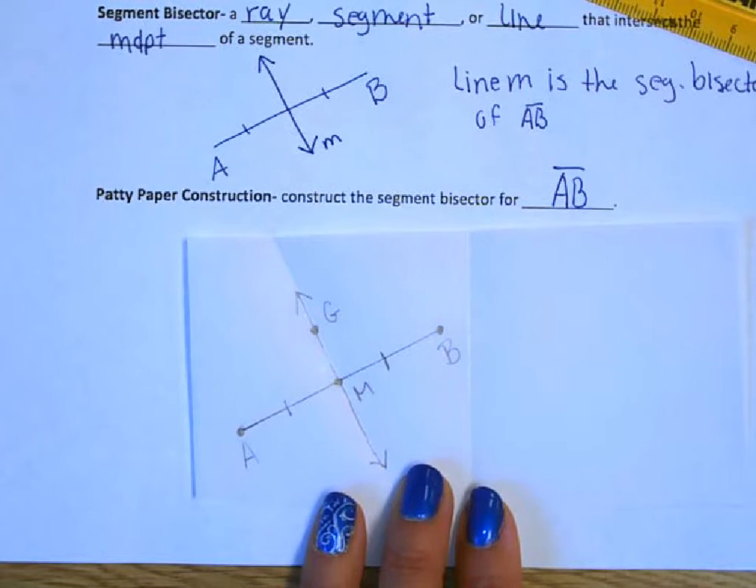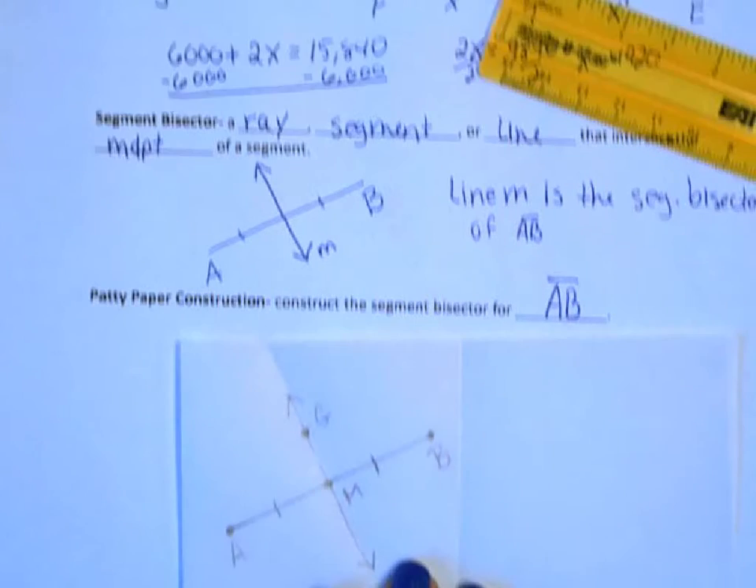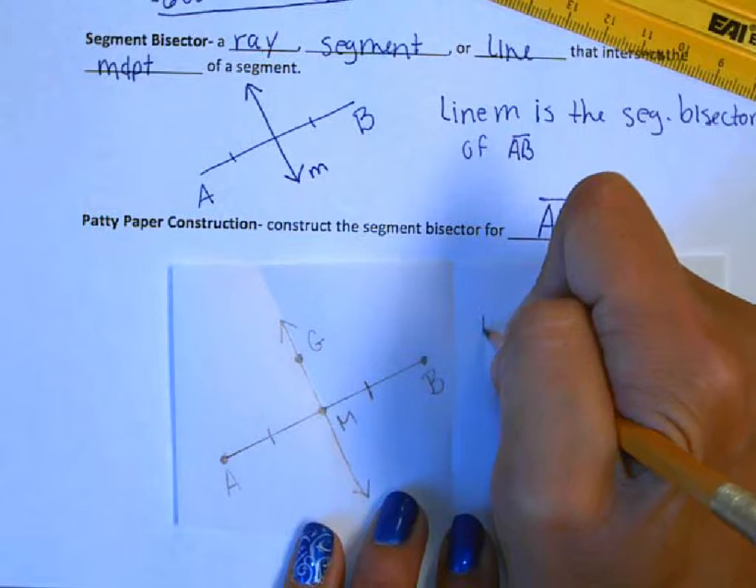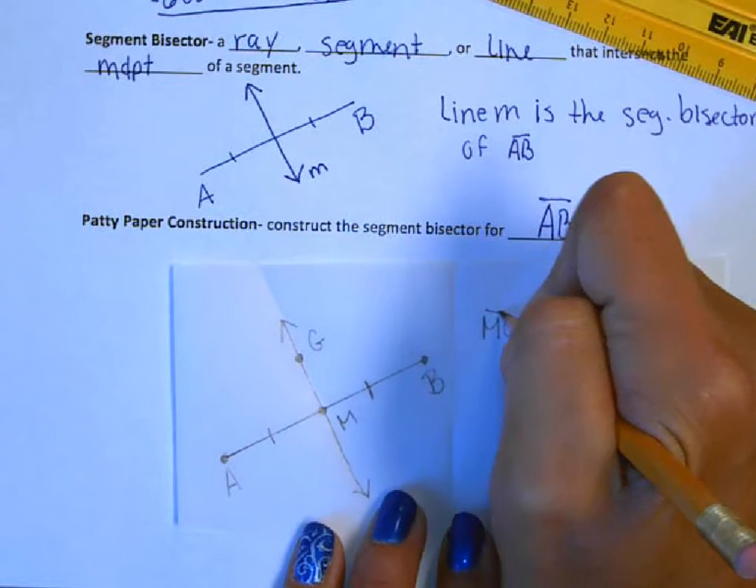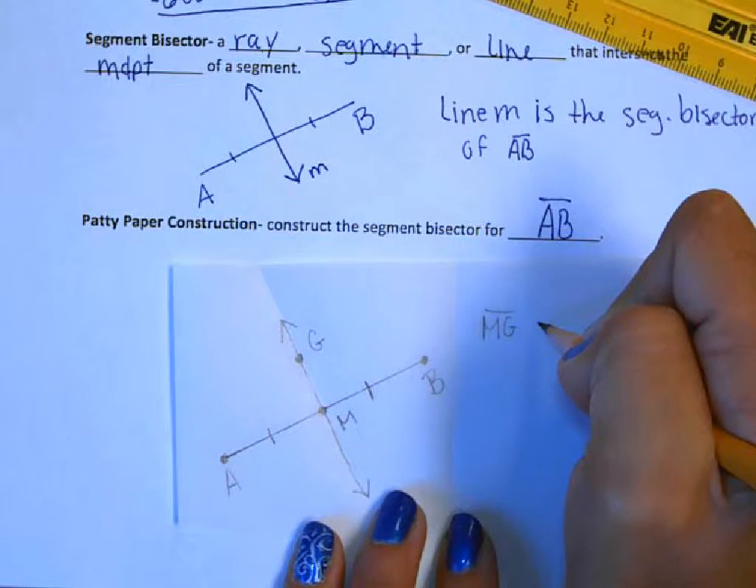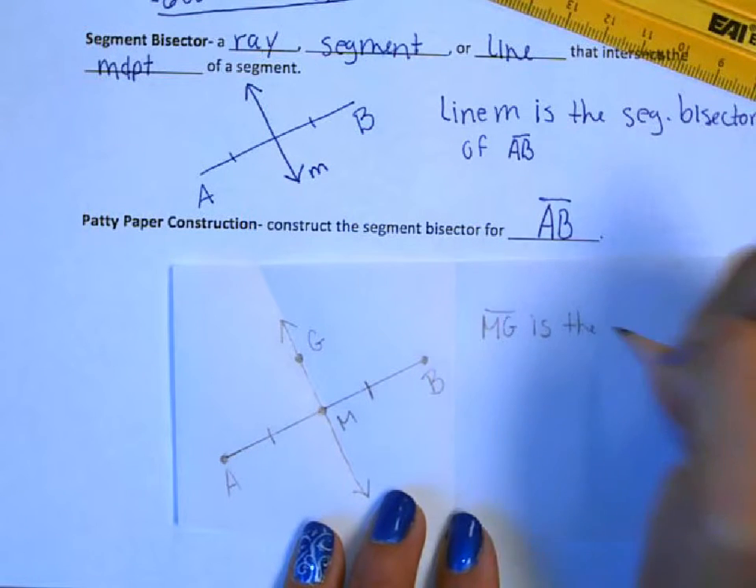Anybody? Yes. A segment bisector. What's the segment bisector? Nope, that's not the segment bisector. The segment bisector has to be a ray, a segment, or a line. Oh, segment MG. Okay, I'll go segment MG. Could I have said line MG? Could I have said ray MG? Any one of the 3. What do you want me to tell him? What are you saying that is now? Oh, it's fine. Segment MG is the, what'd you say? You said it right.